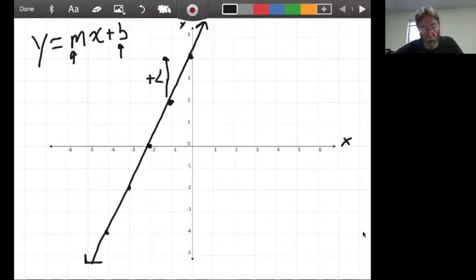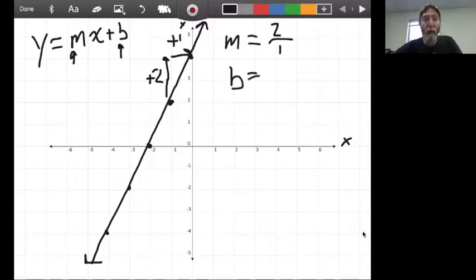Over our change in x, right 1, which is a positive 1. So our slope is 2 over 1. Now we still need to find our y-intercept, where the line crosses the y-axis. Well, that's going to be right here at this point. At that point, 1, 2, 3, 4, our y-intercept is 4.